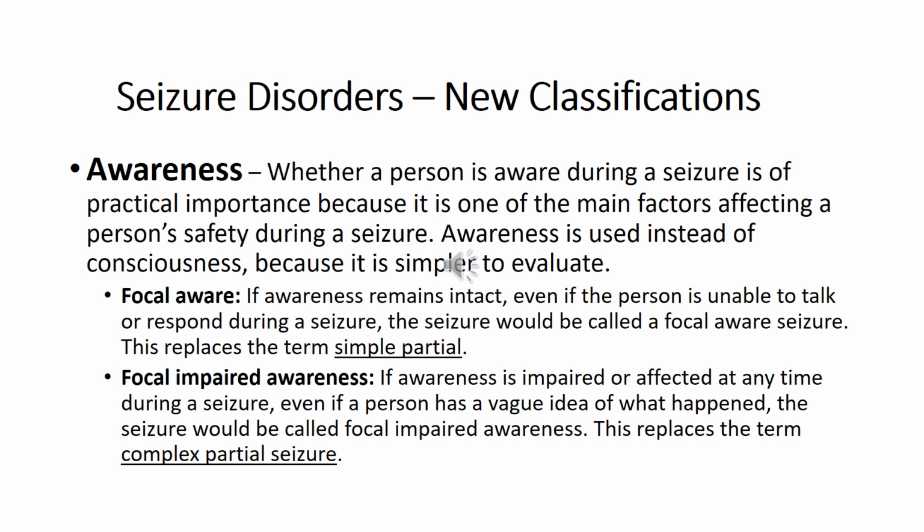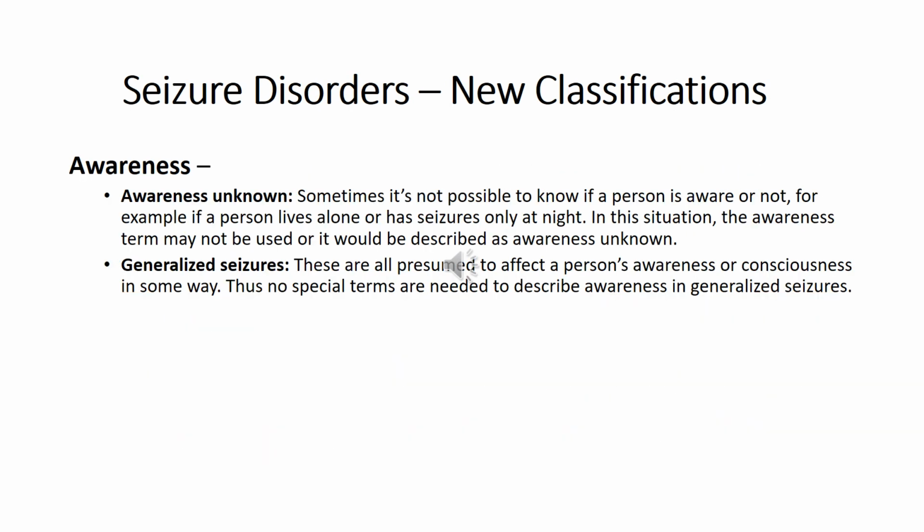Focal impaired awareness: if awareness is impaired or affected at any time during a seizure, even if a person has a vague idea of what happened, the seizure would be called focal impaired awareness. This replaces the term complex partial seizure. Awareness unknown. Sometimes it's not possible to know if a person is aware or not. For example, if a person lives alone at home and has a seizure at night, in this situation the awareness may not be known, or it would be described as awareness unknown.